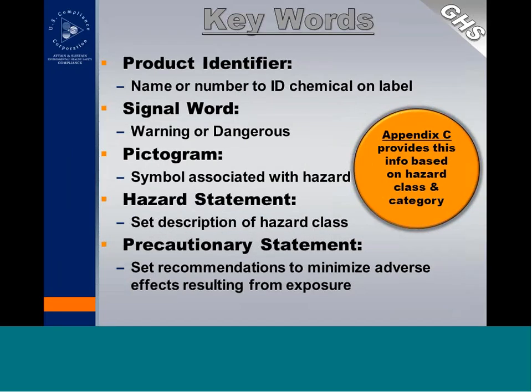So taking that a little bit more in depth, the product identifier is a name or number which is used to identify the chemical on the label. The signal word, warning versus dangerous, they mean different items, and there's going to be a level of consistency across the board with regards to this. Your pictogram, there's one of 9 pictograms. They will always have a red box, always have a black and white picture on the inside. A hazard statement, description of the hazard class, and that precautionary statement, what we can do to minimize adverse reactions.